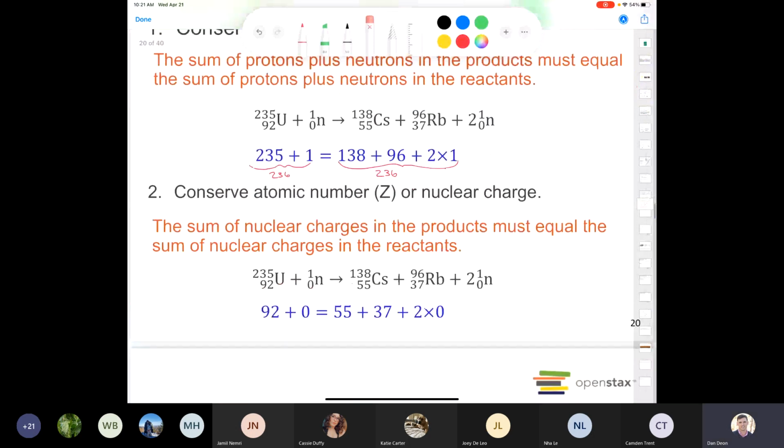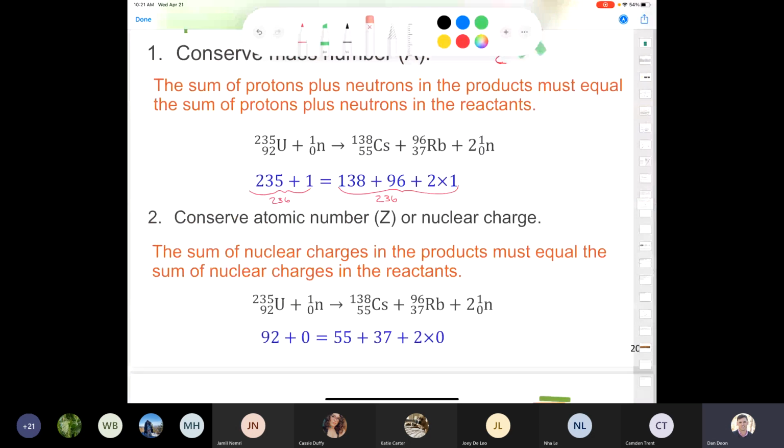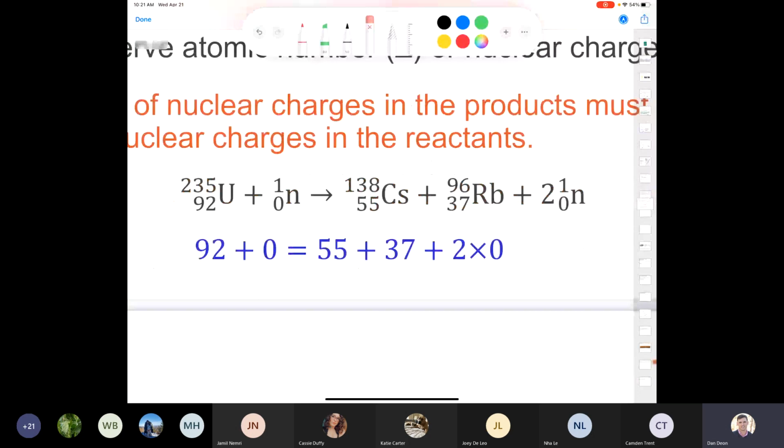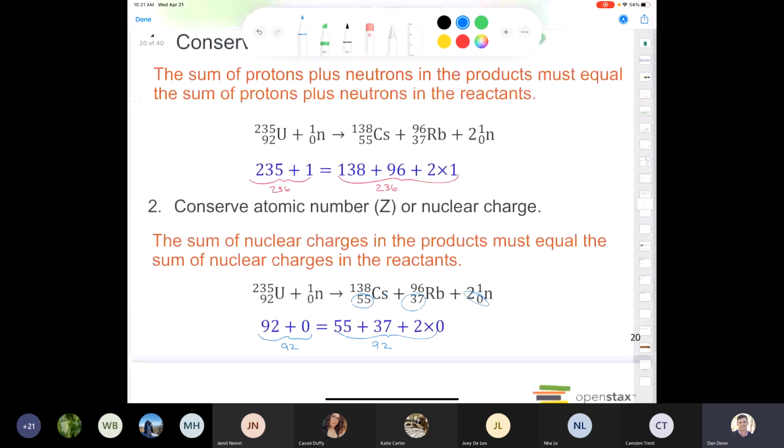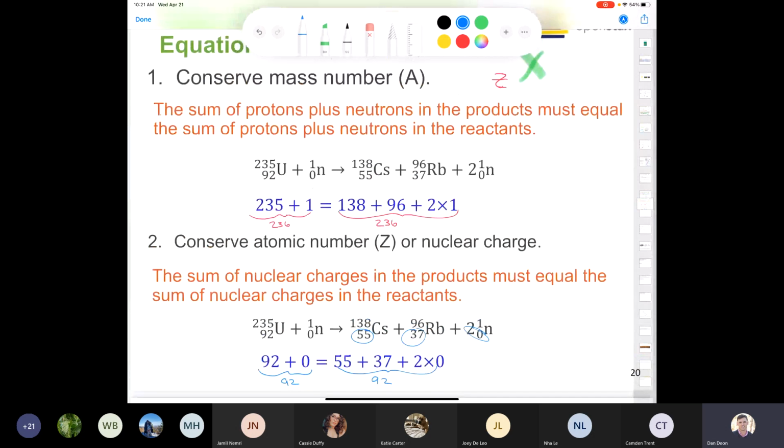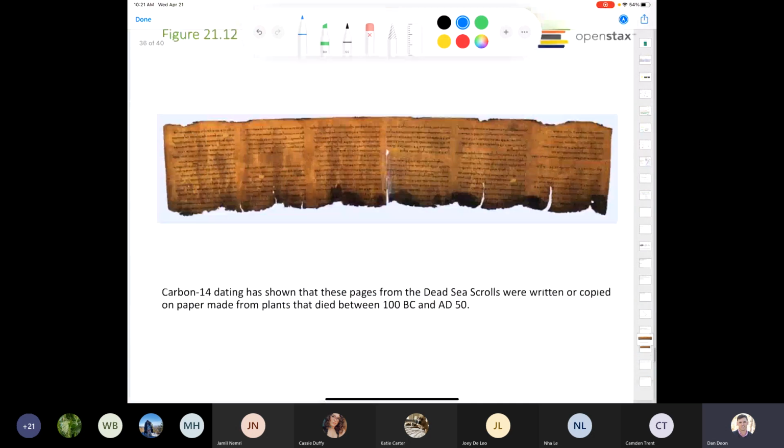The same thing applies for the atomic number, or what we sometimes call the nuclear charge. Same reaction again: uranium-235 plus a neutron gives us cesium-138, rubidium-96 plus 2 neutrons. Look at the total of the atomic numbers. Here we have 92 plus 0, that gives us 92. Here we have 55, 37, and 2 times 0. So 55 plus 37 gives you 92. So if you're wondering, is that all I've got to do to balance a nuclear equation? The answer is absolutely, my friend. That's all you've got to be able to do.